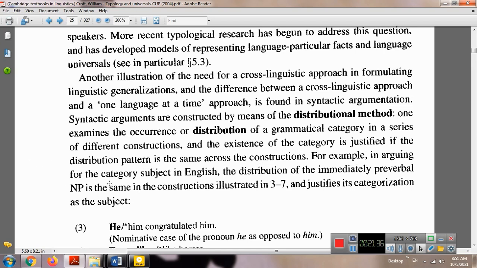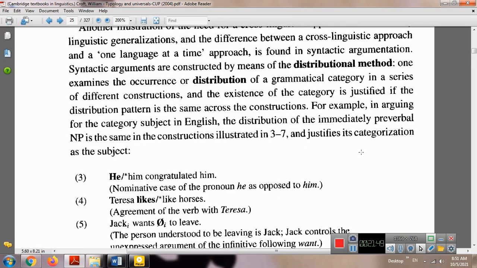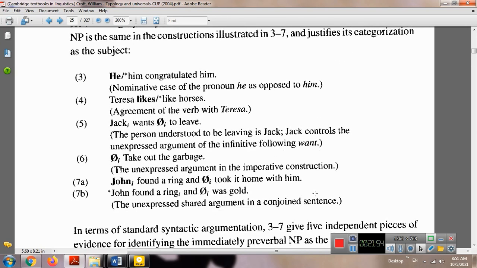For example, in arguing for the category subject in English, the distribution of the immediately preverbal noun phrase is the same in the constructions illustrated in 3-7 and justifies its categorization as a subject. Here, dear student, this asterisk marker in syntax means that that sentence is ill-formed. It means that it is not correct.